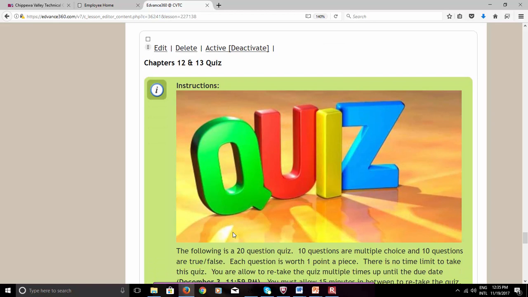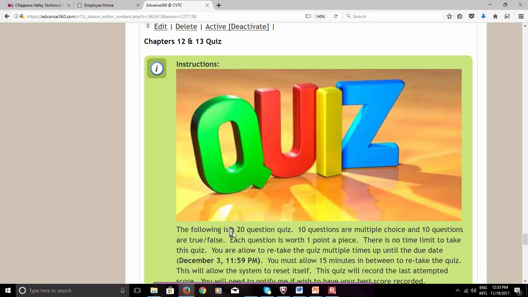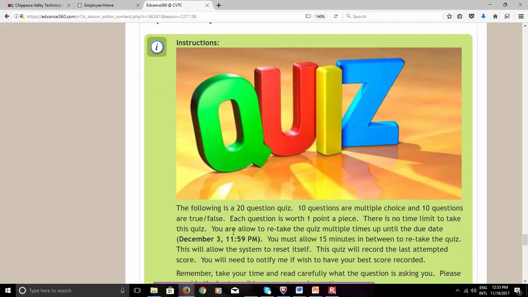you have the chapters 12 and 13 quiz. This will be worth 20 points, and there's 20 questions. 10 questions are true and false. 10 questions are multiple choice. They're worth, again, 1 point apiece. You are allowed to take this quiz multiple times up until the due date, which is December 3rd, or until you reach a 100, whatever comes first.